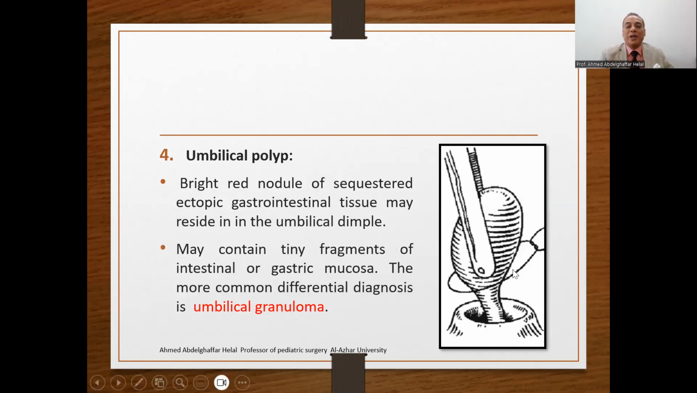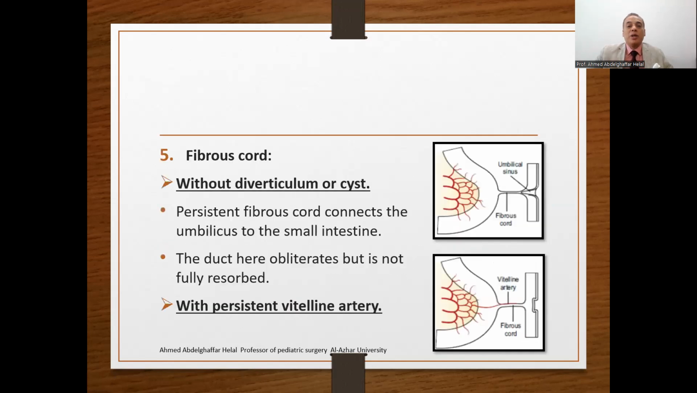Maybe umbilical polyp. A bright red nodule that may contain ectopic gastrointestinal tissue, may be present in the umbilical stump, and may contain a tiny fragment of intestinal and gastric mucosa. The more common differential diagnosis for the pediatric surgeon is umbilical granuloma. Also, the anomaly may be related to the presence of a fibrous cord.